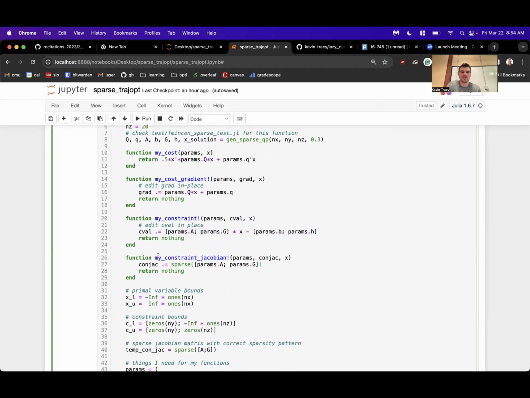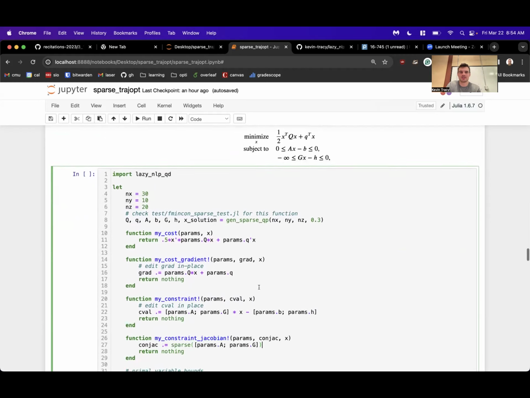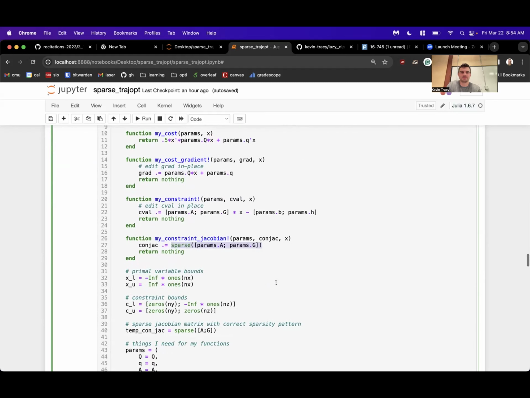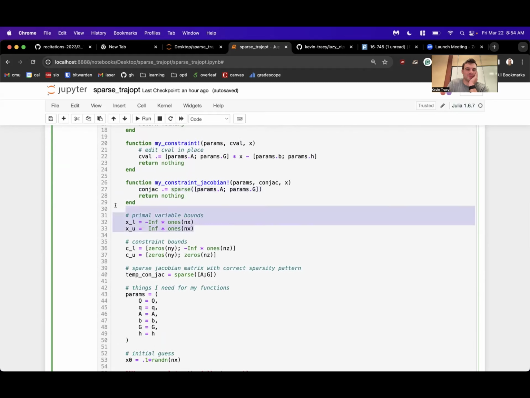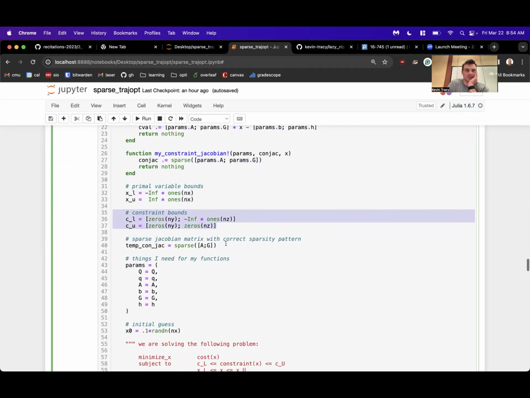And then the constraint Jacobian, this is the derivative of these two things right here with respect to x. So I see it's A and G, so my constraint Jacobian is sparse AG. And then the same thing as before, here are my primal variable bounds, here are my constraint bounds, here is my sparse Jacobian matrix with the correct sparsity pattern. What's important here is that the sparsity pattern, the zeros and non-zeros in my constraint Jacobian, cannot change. It must be the same throughout the entire solve.